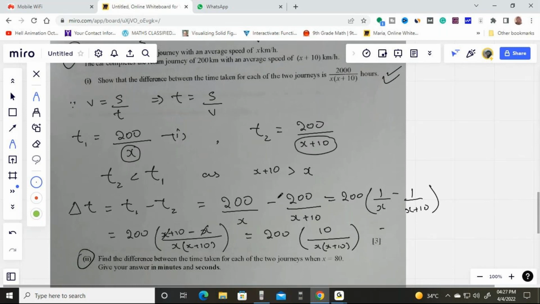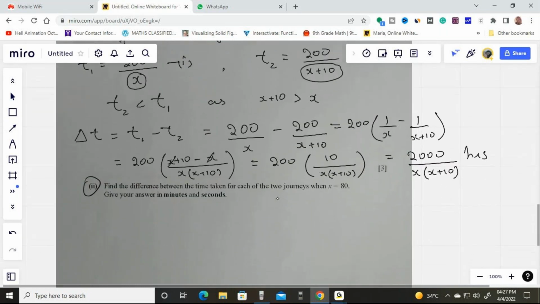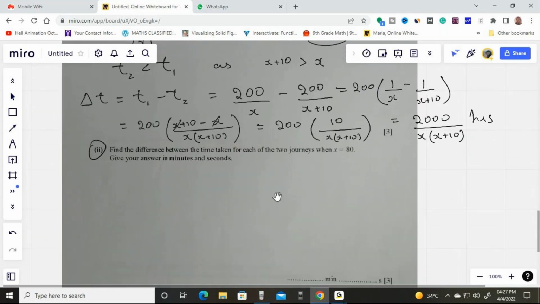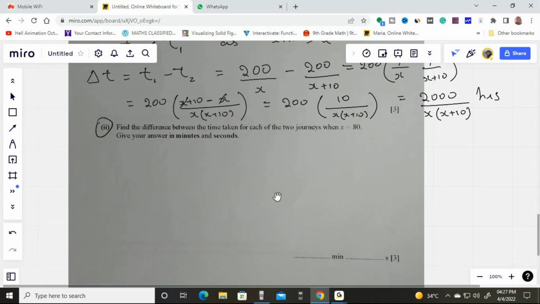And this is 2000 upon x times (x plus 10) hours. That's it. It's done. Okay. And then find the difference between the time taken for each of the two journeys when x is 80. It's a baby question. You just need to substitute the x value 80 in this expression, in this equation of difference of time.